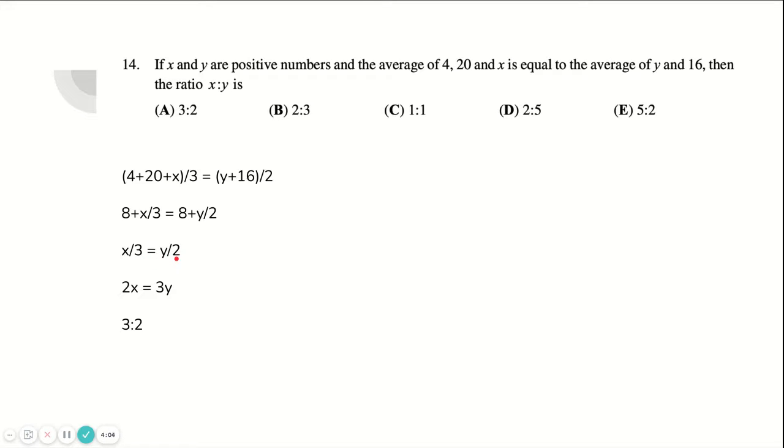And then we can see that if we multiply both sides by 6, we just get 2x equals 3y, which makes it easier to see that for every 3 x's, we get 2 y's.